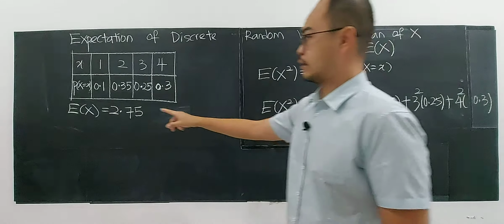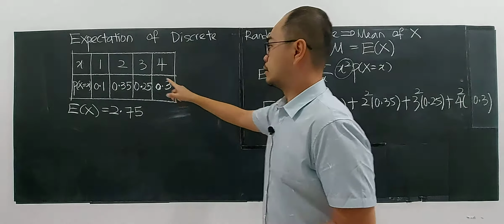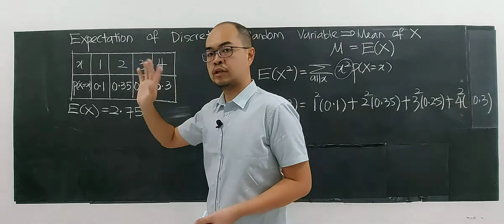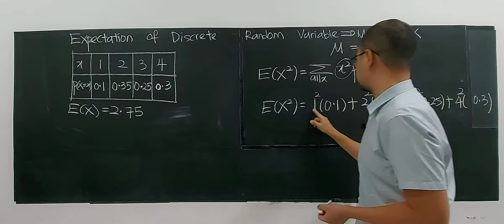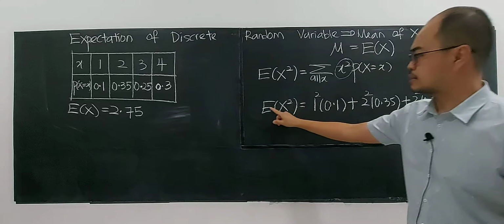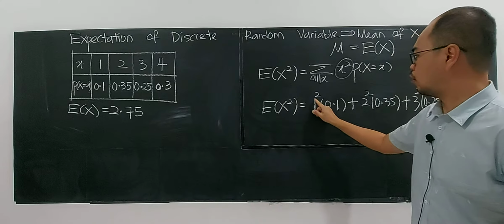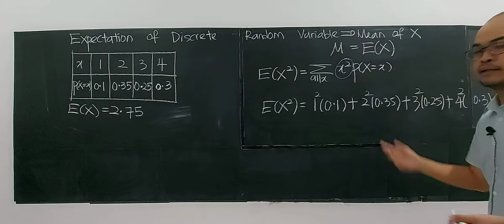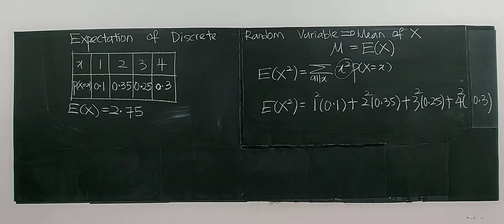So if this is x, then the value of x, you don't need to do anything, right? You just multiply only, without the square. But now there is expectation of x squared. So all the x you have to go and square. That's the difference, alright? You have to know.